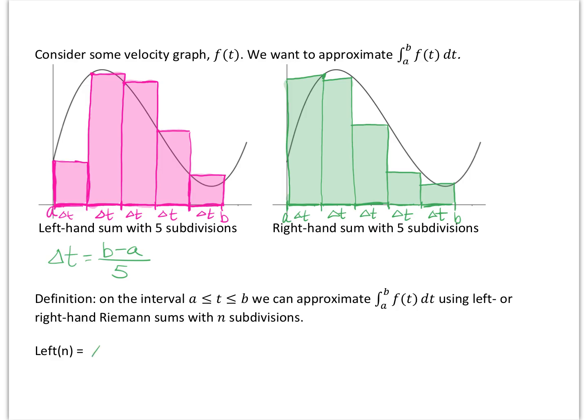So we're going to have delta t. I'm going to do pink because I'm looking at the pink one as my example to write out a general formula here. So each rectangle is delta t times the height of the rectangle at the left endpoint. So for this first rectangle, the left endpoint is A. So this is delta t times f of A.